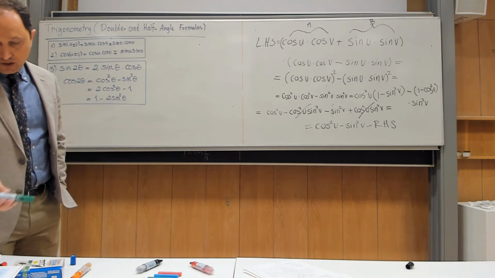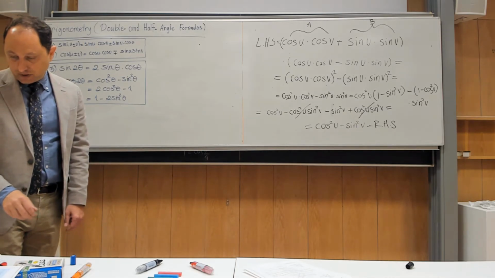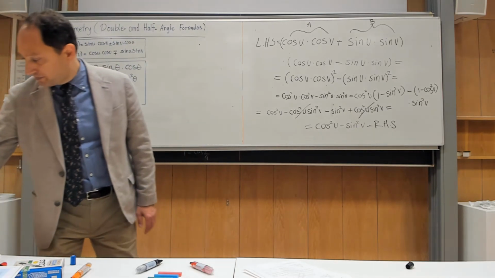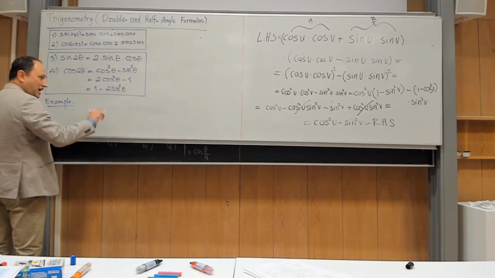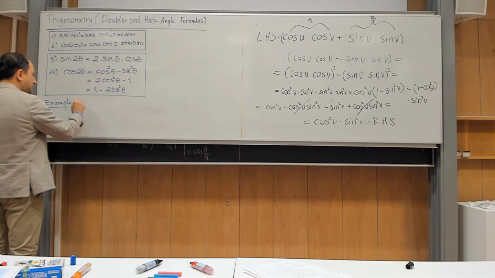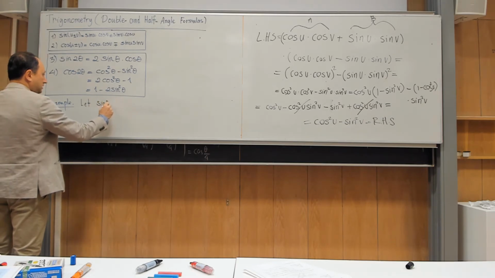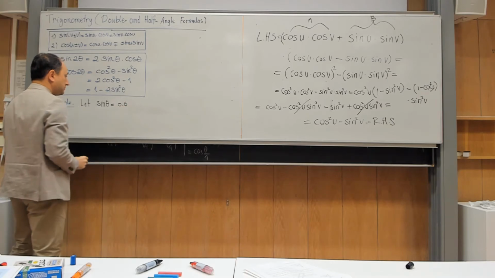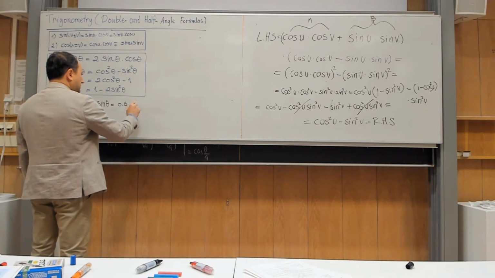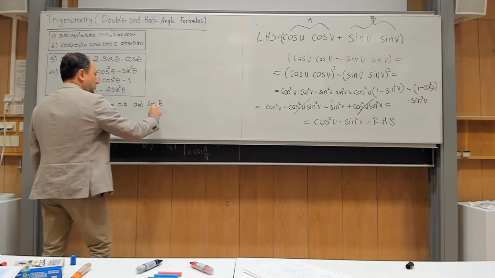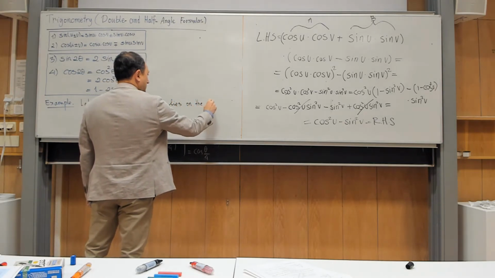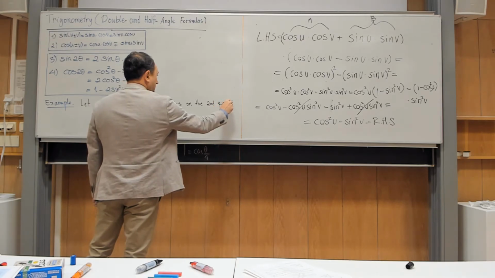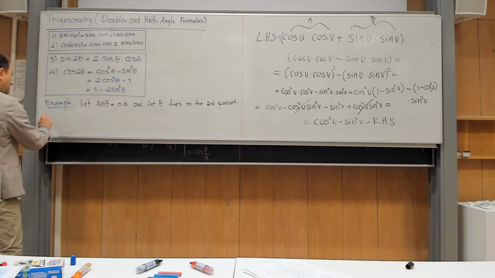Okay, so there is a question in the book. I want to change the numbers, but let me just tell you this problem. So example. Let me change the form of the problem a little bit. So let sine theta be 0.6 and let theta lie on the second quadrant. Determine.